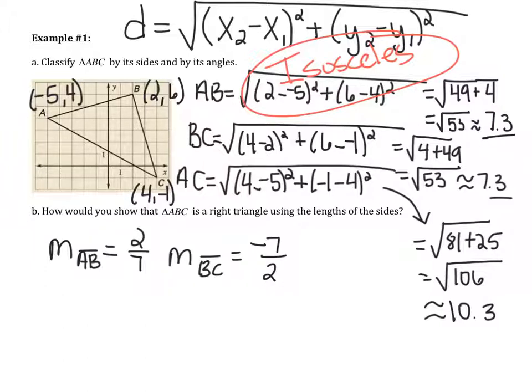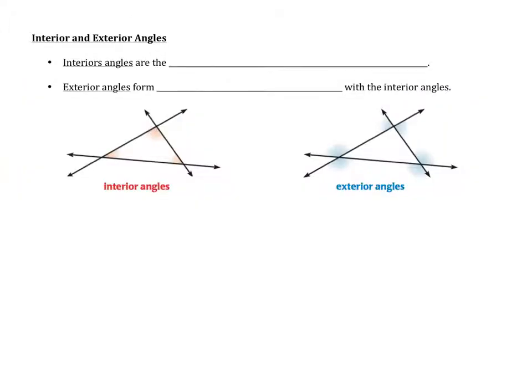So I have therefore proven that triangle ABC is a right triangle. Before we get into the theorems associated with this section, we first have to identify and define what interior and exterior angles are. Notice in our diagrams that the sides of the triangles are extended, and this can be done in other kinds of polygons as well.